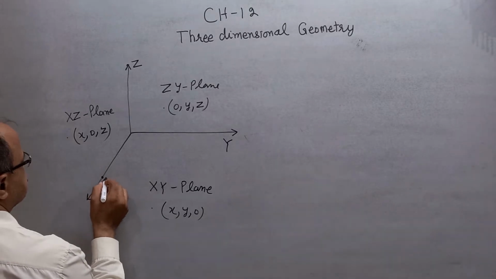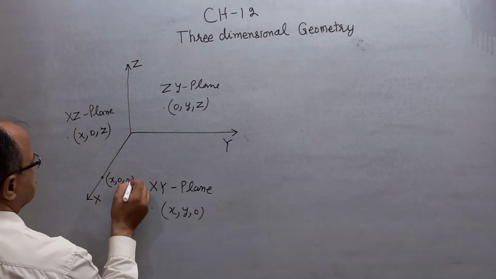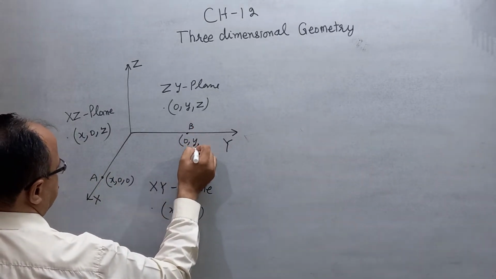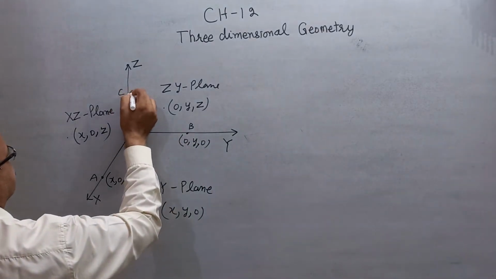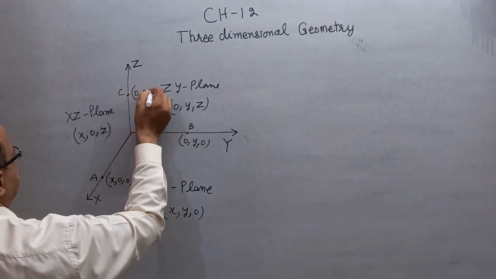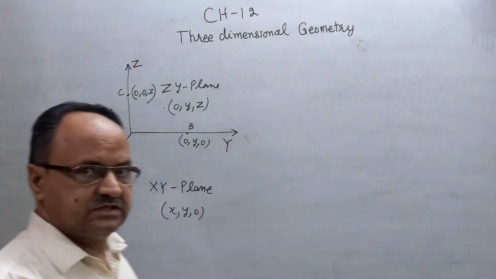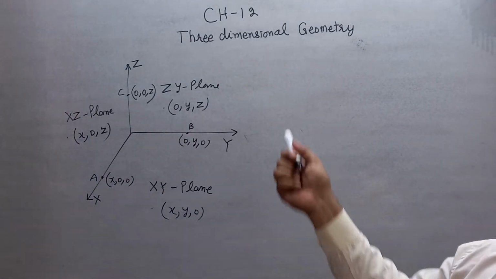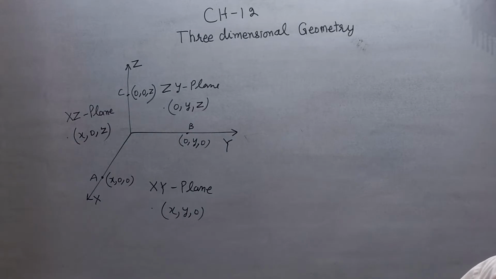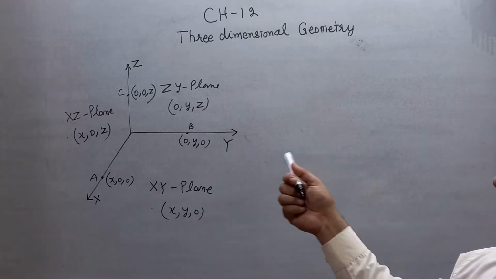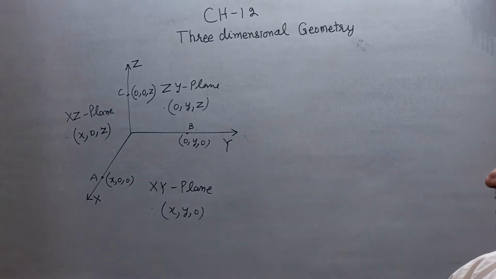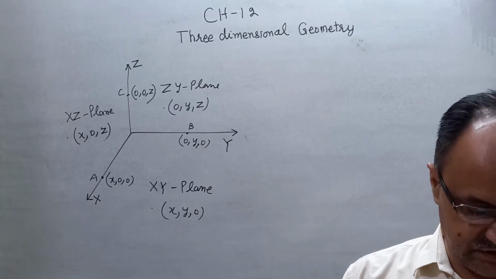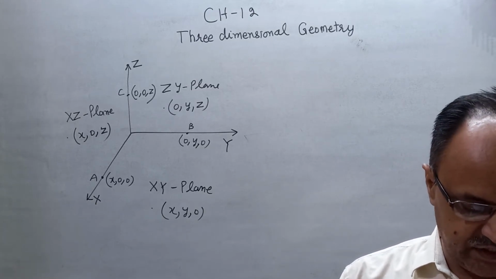Any point on the x-axis has coordinate x, 0, 0, and any point on the y-axis has coordinate 0, y, 0. Any point on the z-axis has coordinate 0, 0, z. This is the main important point in 3D: x-axis, y-axis, z-axis. On the x-axis, the values of y and z are 0. On the y-axis, the values of x and z are 0. On the z-axis, the values of x and y are 0. Clear?